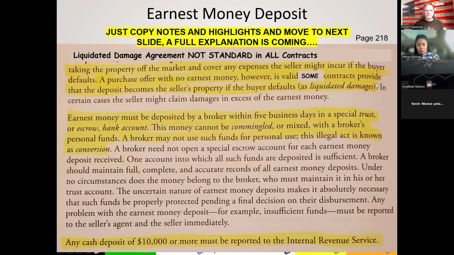Some contracts provide that the deposit becomes the seller's property if the buyer defaults, as liquidated damages. If you wrote a liquidated damage agreement into the contract, it's not a part of standard contracts. Earnest money must be deposited by a broker within 5 business days in their escrow account, trust account, whatever you want to call it. This money cannot be commingled or mixed with the broker's own personal funds. A broker may not use such funds for personal use either. This is an illegal act known as conversion.